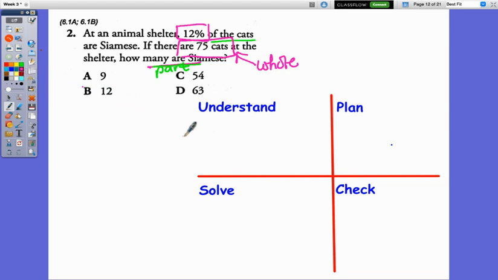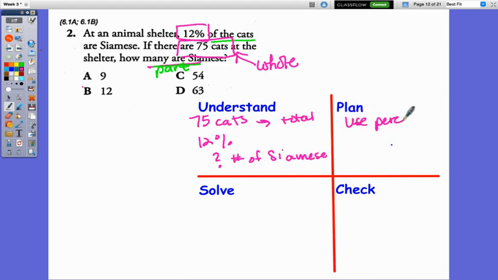So over here, I'm going to write 75 cats is my total. I know I have 12%. And I'm looking for the number of Siamese cats. And I knew I'd spell that wrong. Siamese. Okay, so my plan is to use percent proportion. Remember we set that up. Part to whole equals percent over 100.